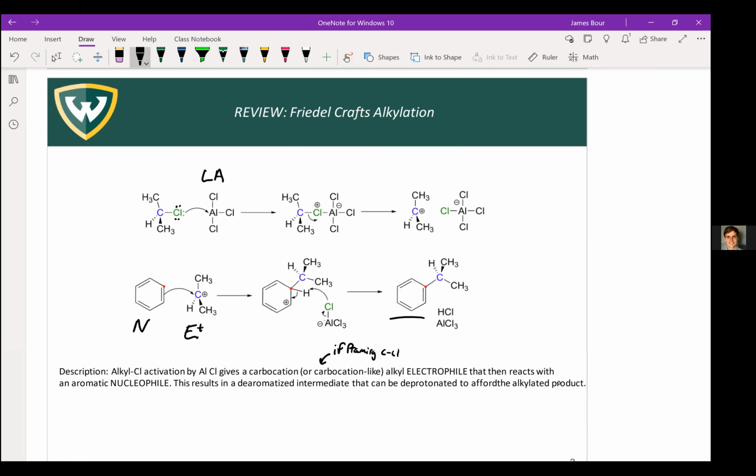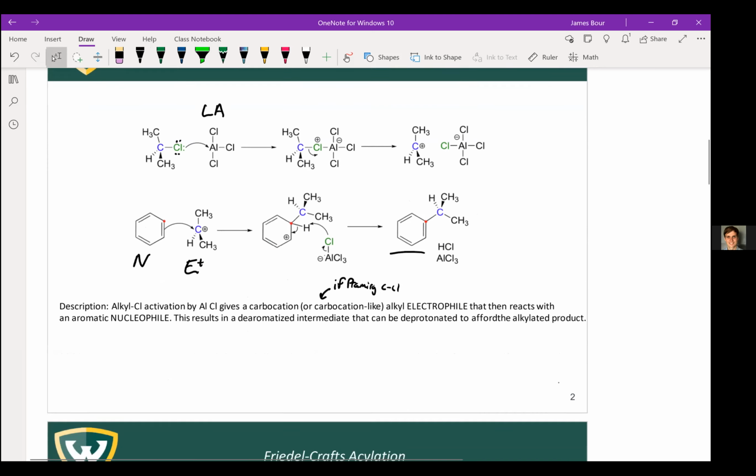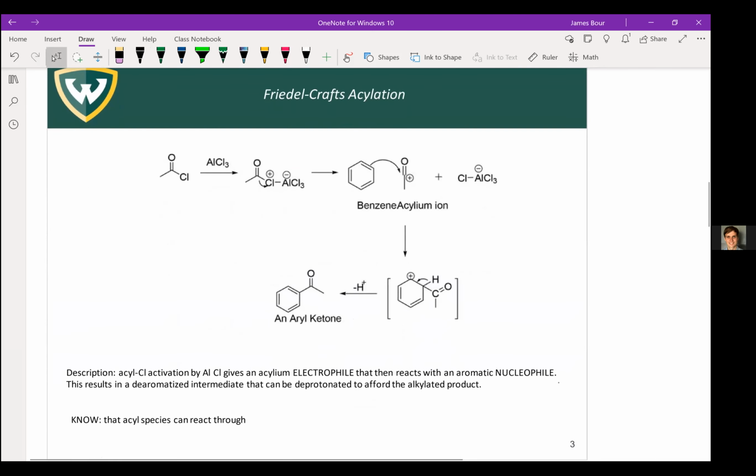so if it's a primary carbon chloride bond, it's a carbocation-like species, where the aluminum is still associated with it, but it is not a full-on carbocation because those are too unstable. This electrophile then reacts with the aromatic nucleophile. The de-aromatized intermediate then is re-aromatized to regain that aromatic energy and afford the alkylated product. There's a variant of this reaction called the Friedel-Crafts acylation.